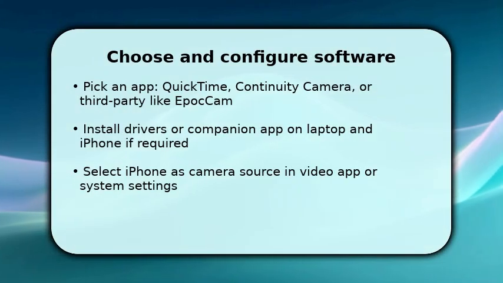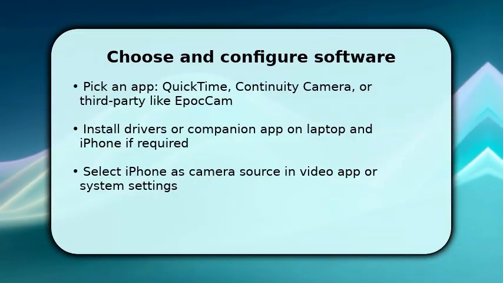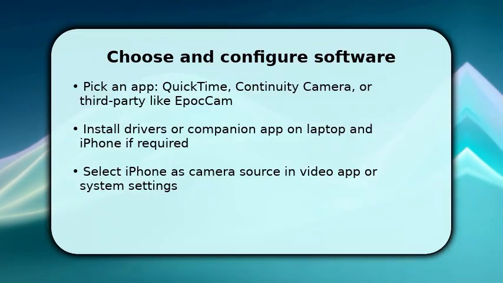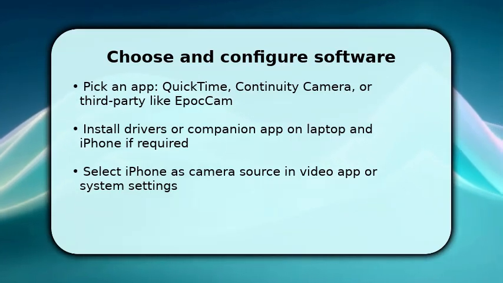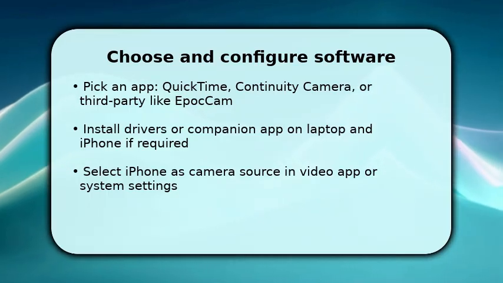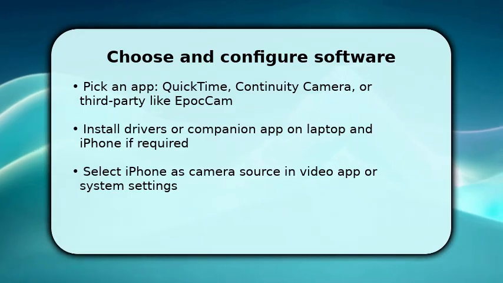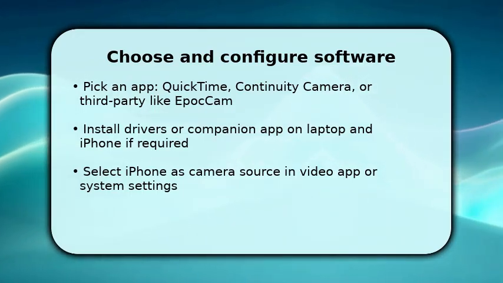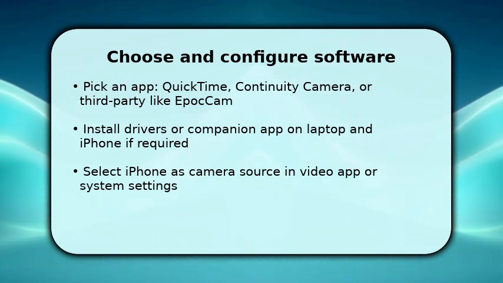Next, choose the linking method. Use Continuity Camera for recent Macs, QuickTime for wired capture, or a third-party app for Windows. Install any required companion apps or drivers on both devices. That step often resolves detection failures. Once installed, open your video or conferencing application, then select the iPhone as the camera source in its device settings. If using USB, confirm the cable is data capable. If using Wi-Fi, ensure both devices remain on the same network to keep latency low.